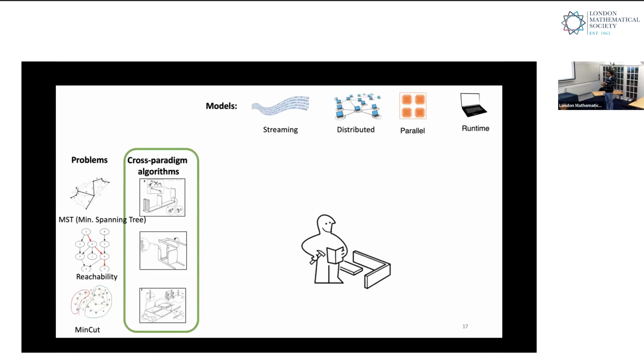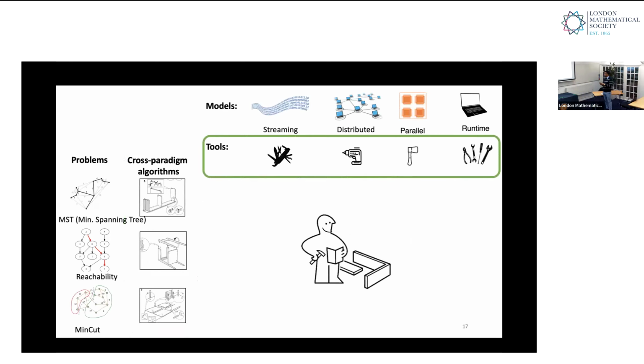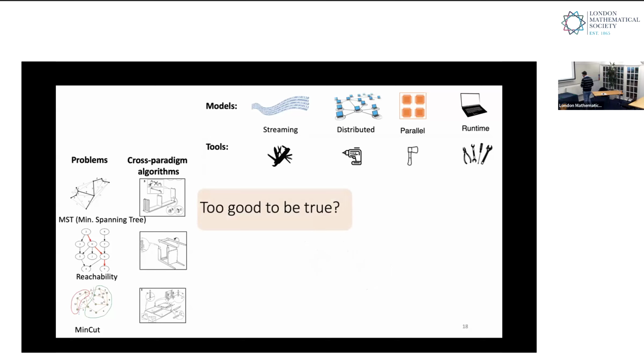Think of a cross-paradigm algorithm as an instruction manual. Every model comes with its own tool set, but using that tool set, you are going to follow this instruction manual. So maybe if you have a Swiss knife, you're going to do some really hard work to follow that instruction, but it is nonetheless that instruction that you're following. You might argue: why should that be true for any problem? Is the idea of having such an algorithm too good to be true? And that's the right question, essentially, why that should be the case.